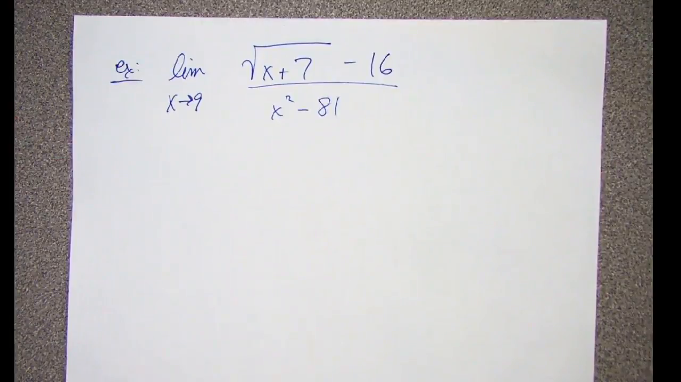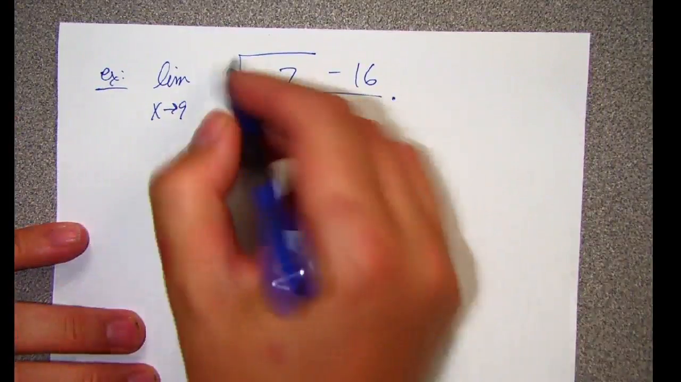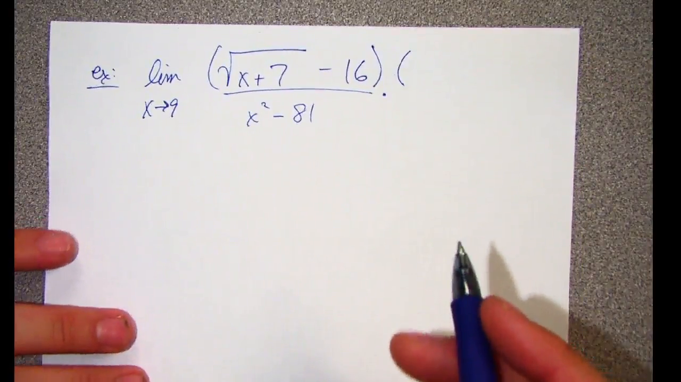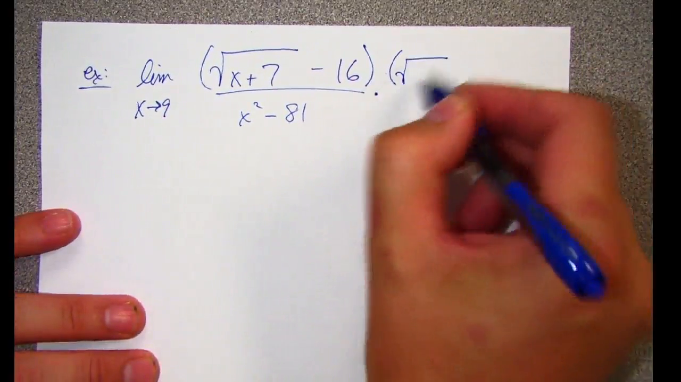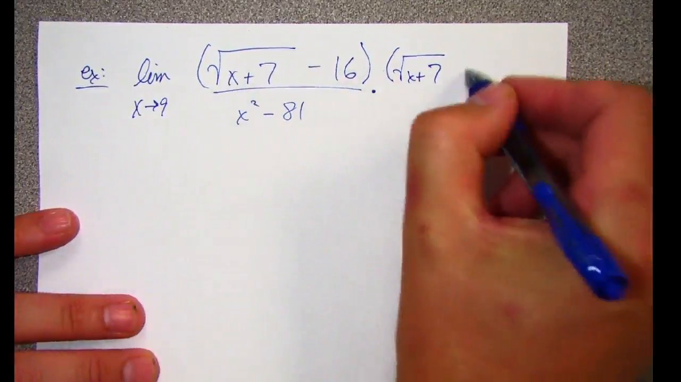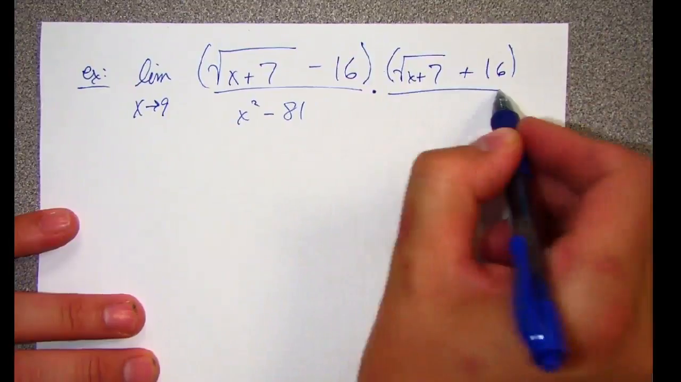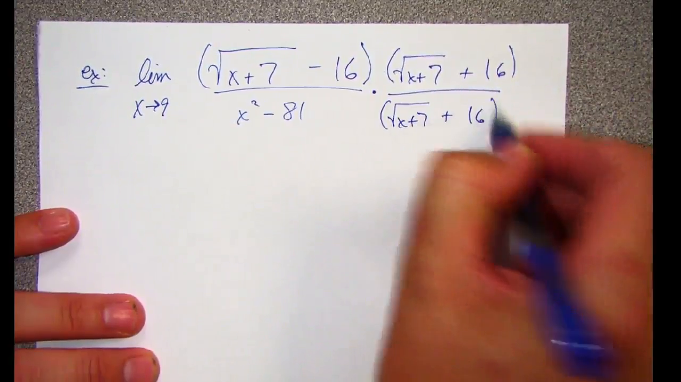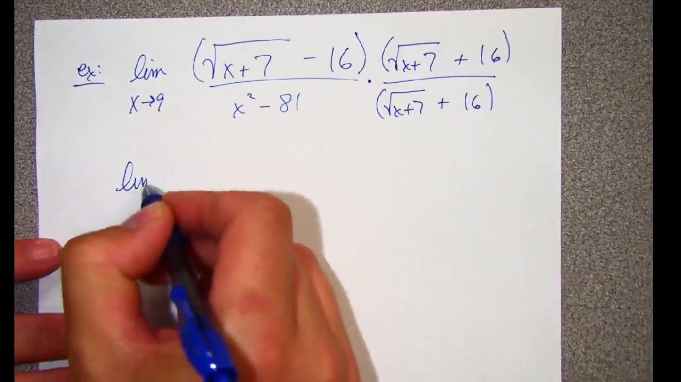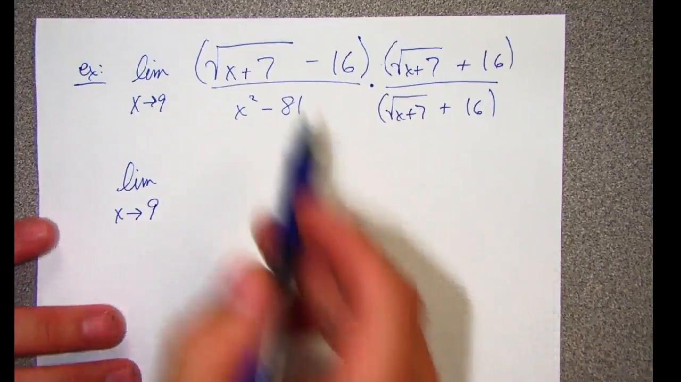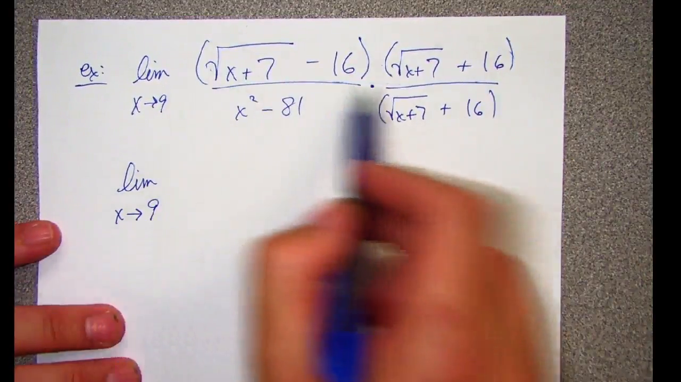So what I'm going to do is I'm going to multiply the top by the square root of x plus 7 plus 4. It's called the conjugate. If I do it to the top, I got to do it to the bottom. But the bottom isn't really the important part. The important part is the top part. Well, they're both important, but what you have here is something that you need to FOIL.